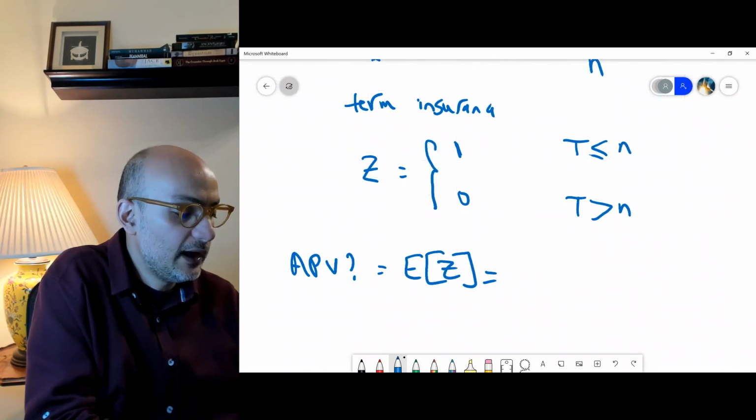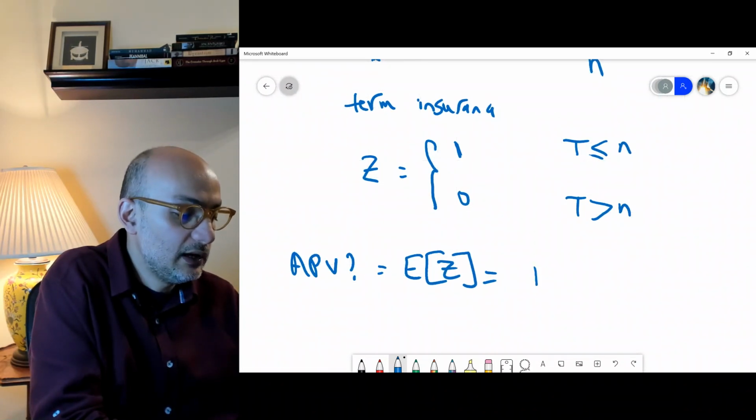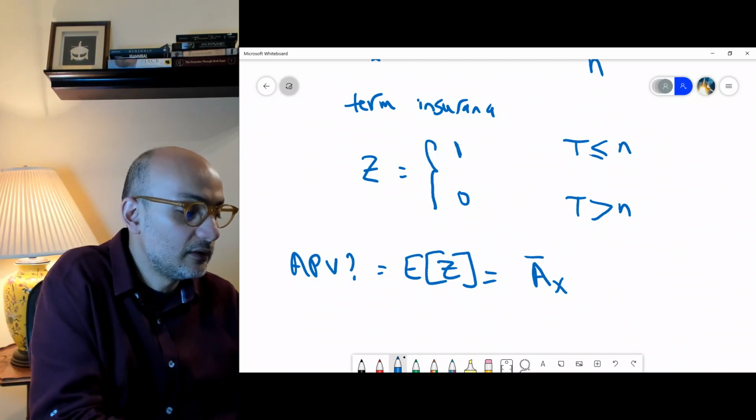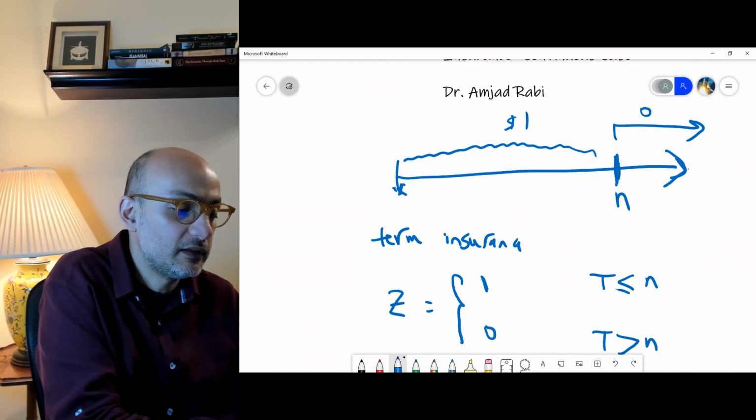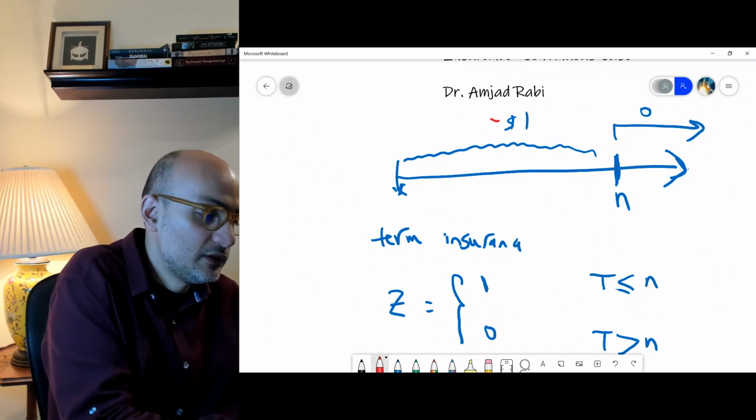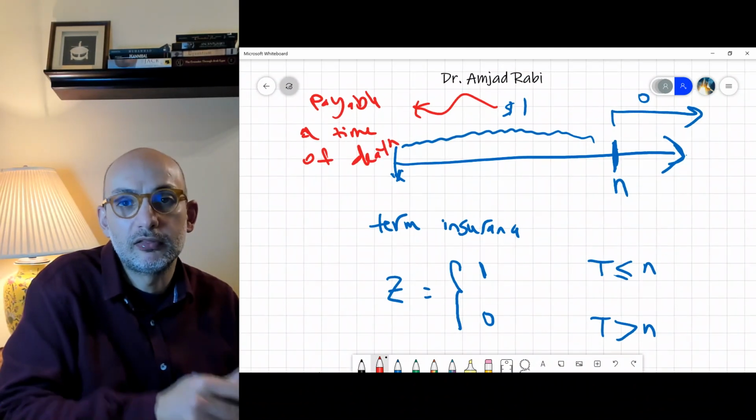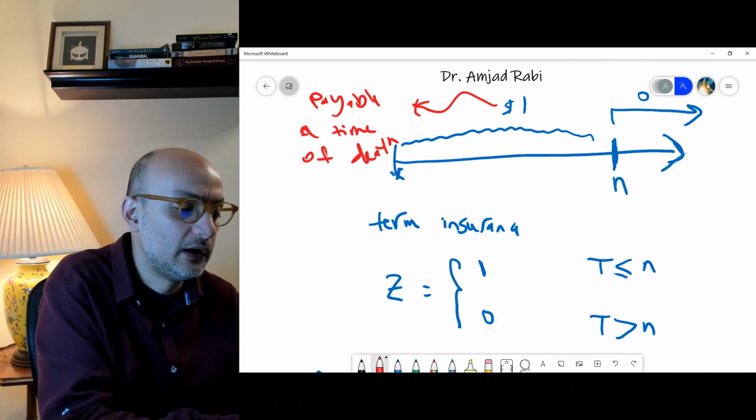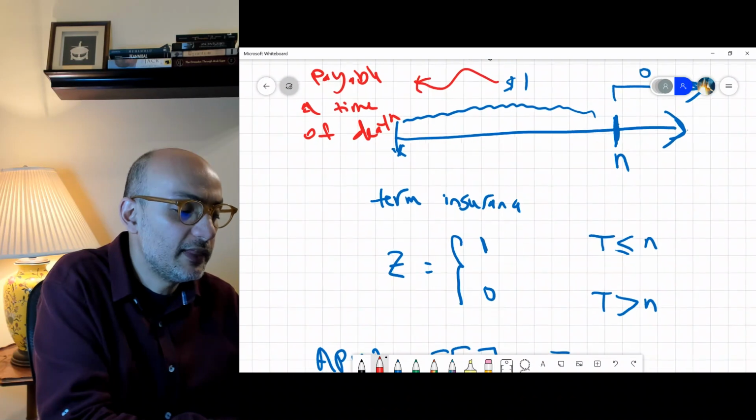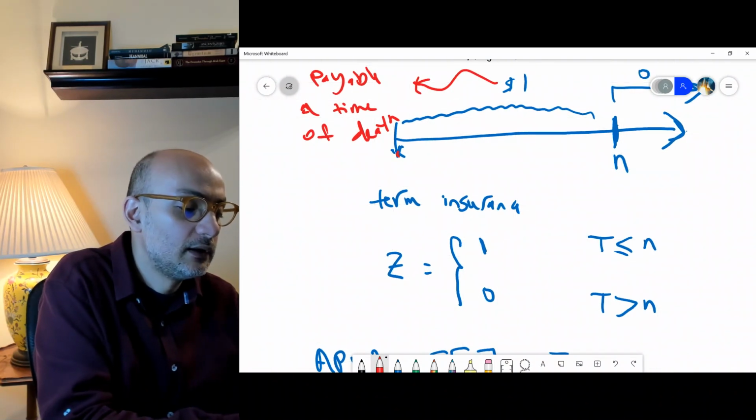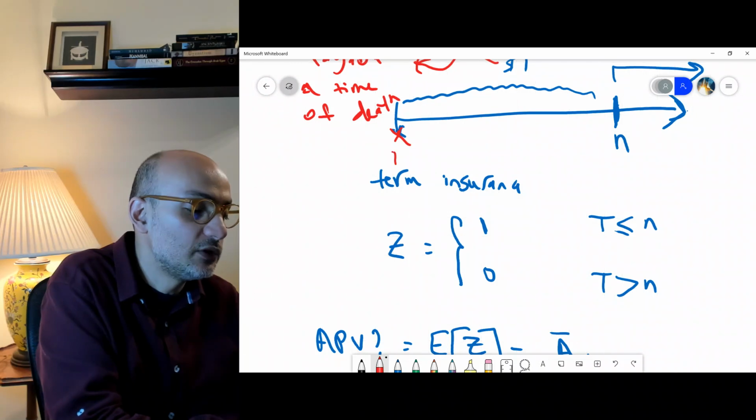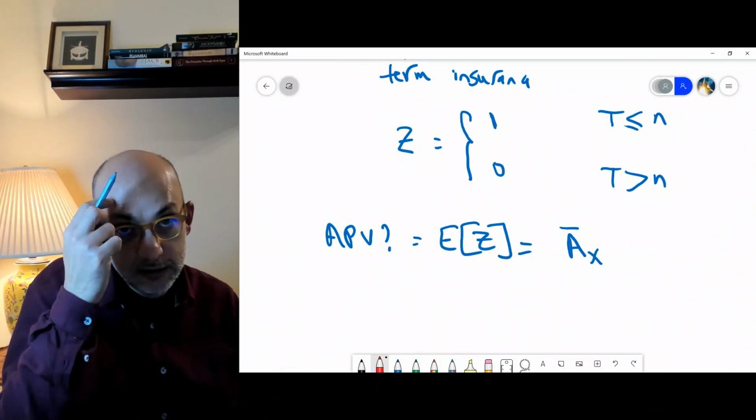And we will give it a notation. It's called A_x because the amount is payable at the moment of death. Let's say this $1 is payable at time of death. Whenever the death happens, the payment is made. It's continuous. We need to find the actuarial present value here for the dollar that is paid at the moment of death.